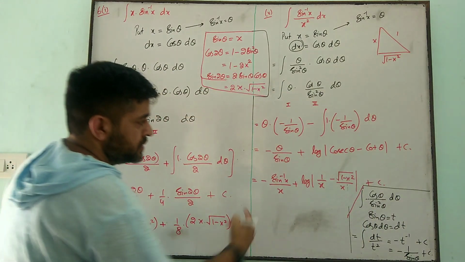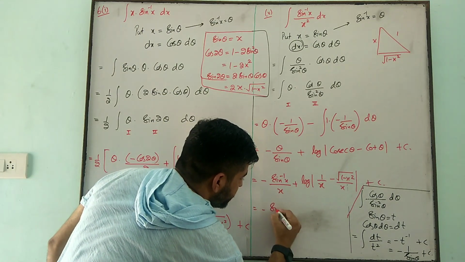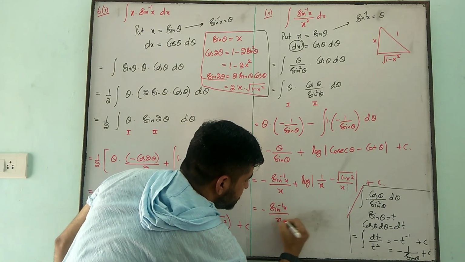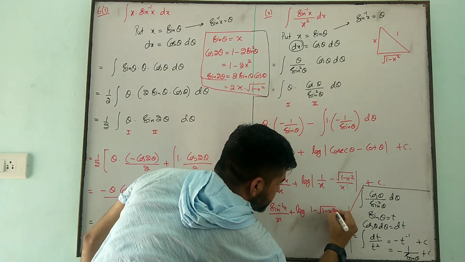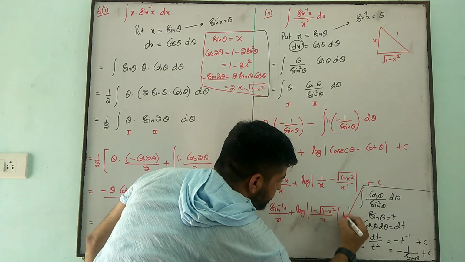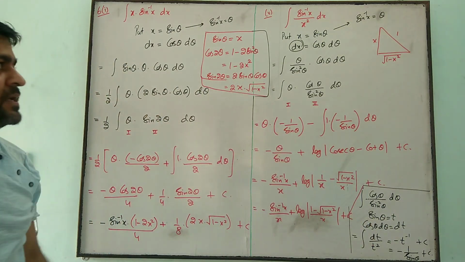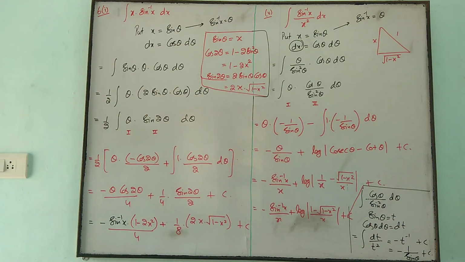Right? Just take the LCM and this will be a result in terms of x, that log of 1 minus under root of 1 minus x square upon x plus c is the integral. Just write it down.